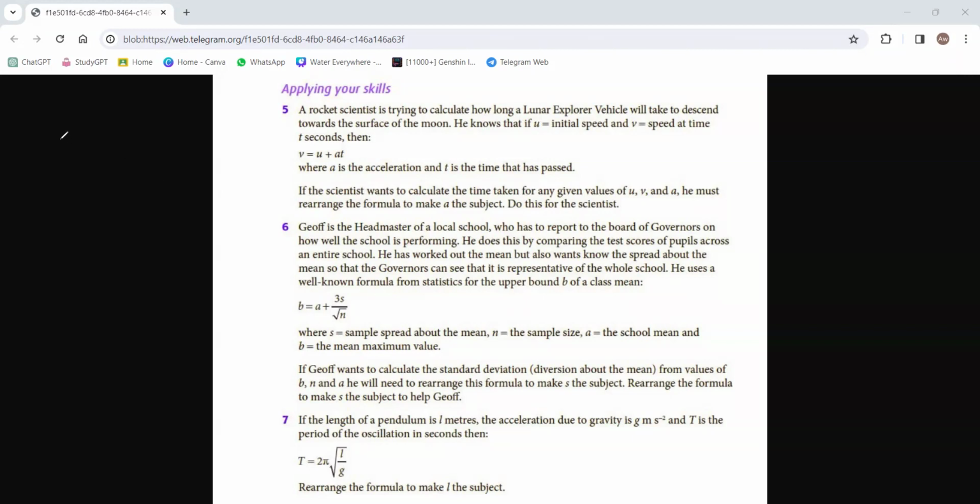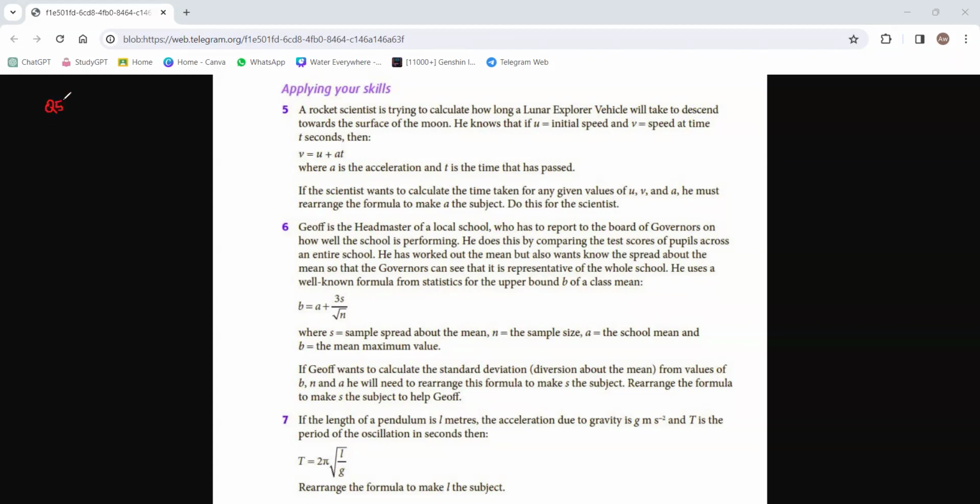So first, question 5. A rocket scientist is trying to calculate how long a lunar explorer vehicle will take to descend towards the surface of the moon. He knows that if u equals the initial speed and v equals the speed at time t seconds, then the formula is v equals u plus at, where a is the acceleration and t is the time that has passed. If the scientist wants to calculate the time taken for any values of u, v, and a, he must rearrange the formula and make a the subject. Do this for the scientist.